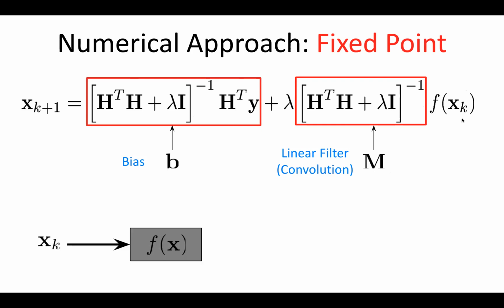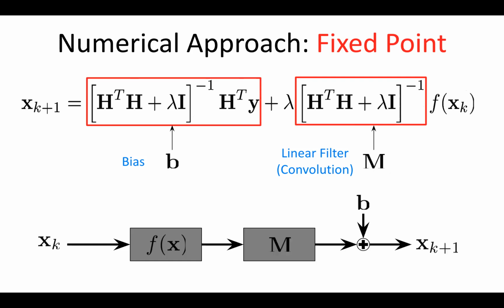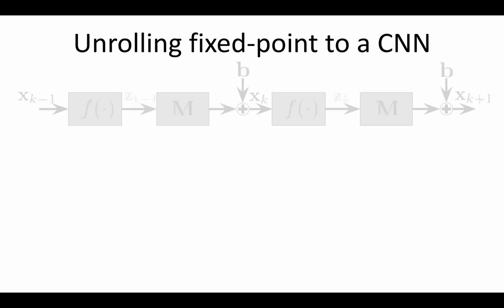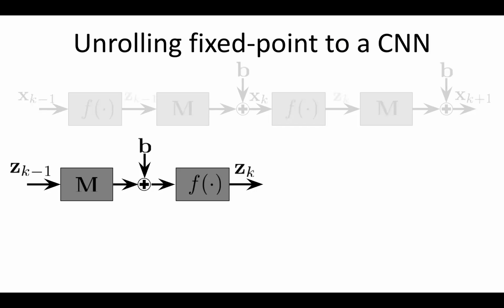So I can write this in terms of block diagrams as X goes through F, goes through M, a bias is added, and then X plus 1 is produced. A little bit more familiar way to do this is to write it in terms of some auxiliary variables. So think about the output of the filter F as being these variables called Z. And I'm just going to rewrite the iterations that I had before in terms of Z's instead of writing them in terms of X. It's a trivial thing. It's just algebra manipulation.